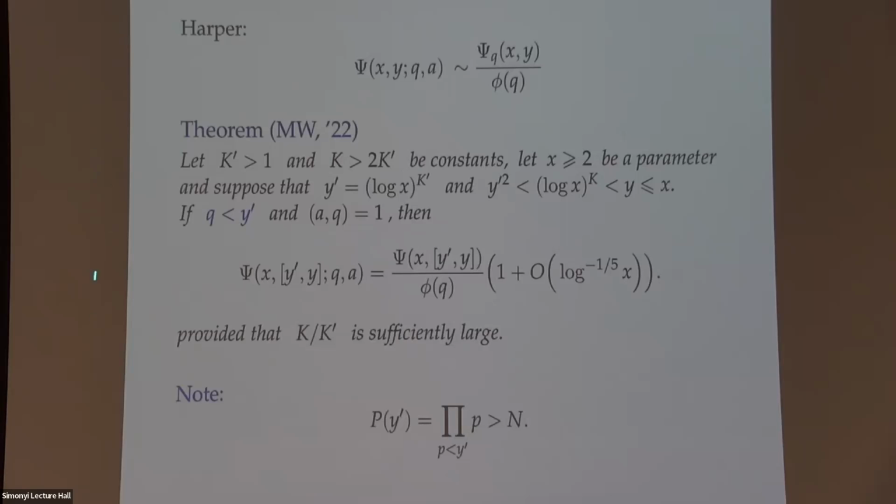If you look at the setup here, one thing to note is that when you take the product over all primes less than y prime, if your k prime is larger than 1, then this product will be larger than n. And that means if you are going to study the set of y smooth numbers without small prime factors, it is not enough to study the set of y smooth numbers in arithmetic progressions. You have to do a bit more here.